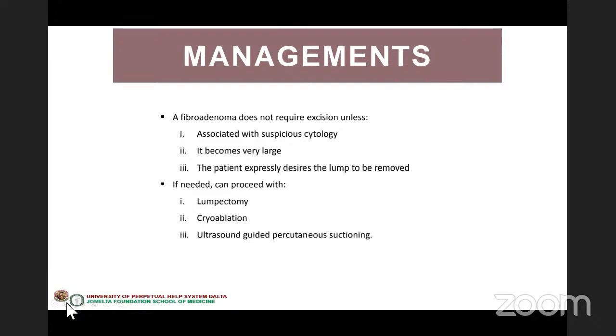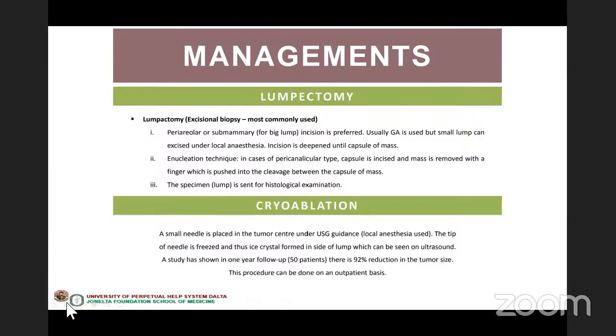Okay, what is lumpectomy? So it is also called an excisional biopsy, and it's the most common procedure to remove your benign tumors. So your periareolar or submammary incision is preferred. Okay. You could do it under local anesthesia. You incise it until you see the capsule of the mass, and then you enucleate. Okay? So the specimen is sent for histological examination.